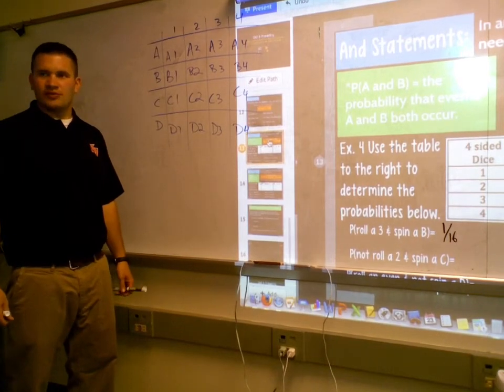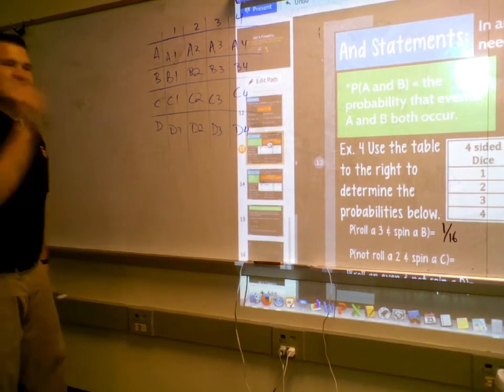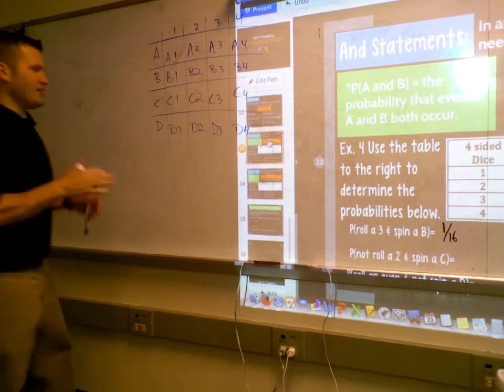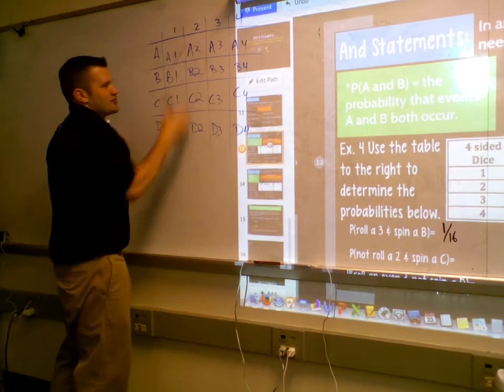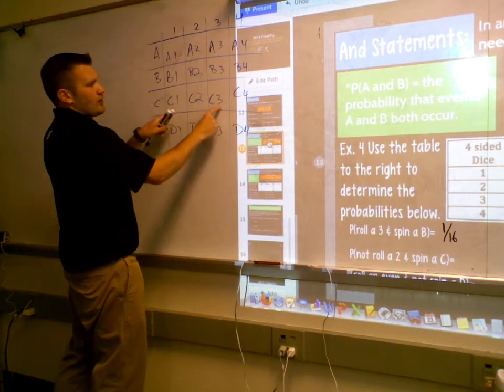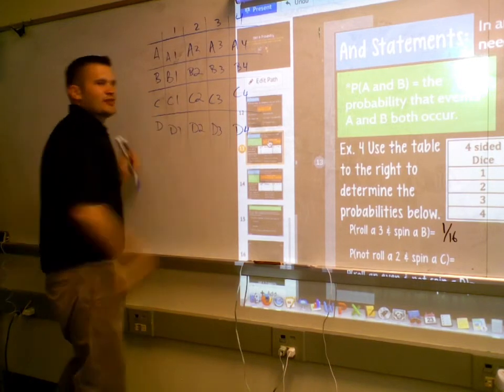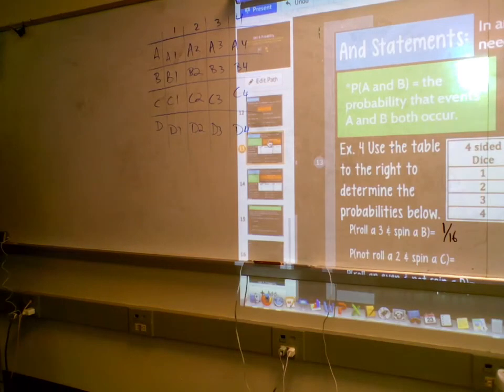No? Because you said C1, C2, and C4. Right, because it can't be a 2. Oh, sorry. C1, C3, and C4. Thank you. So not a 2 means nothing in this row, and a C. So the only ones that are not in that row and a C are C1, C3, and C4. So that's 3 out of 16. Is that cleared up, Long? Yep. Any other questions?